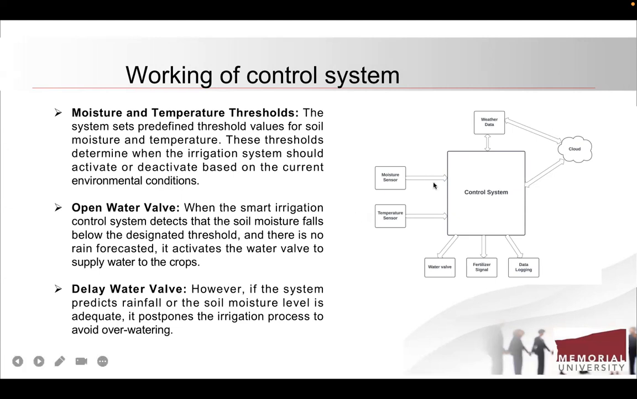Everything is connected with the cloud. So every reading and every weather forecasting data will be used for future purposes, as it will be stored in the cloud as well. However, if the system predicts rainfall or the soil moisture level is adequate, then it postpones the irrigation process to avoid overwatering.